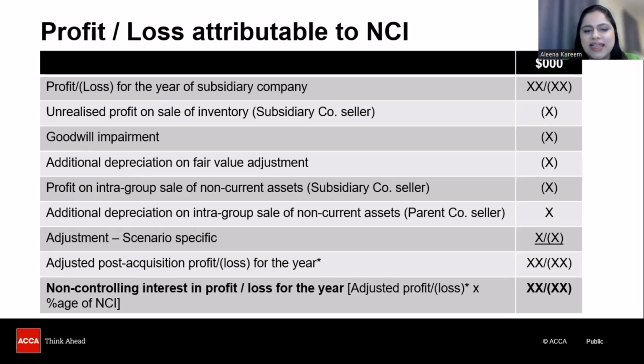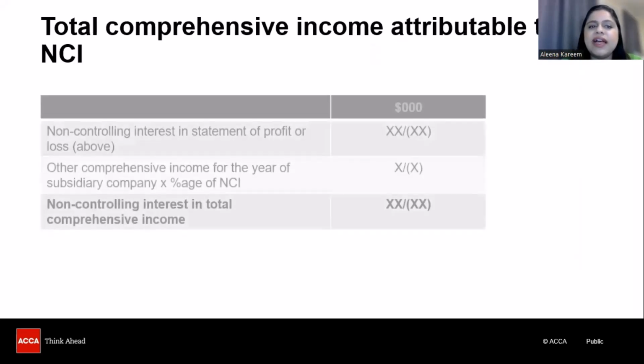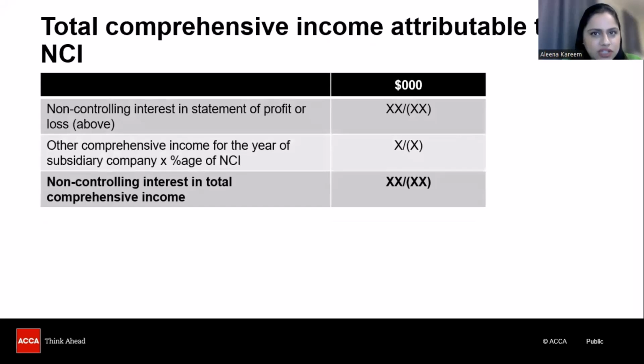Once you've calculated that, then the next working comes in, which is related to the total comprehensive income. You've already identified the profit after tax attributable to NCI. Now you take up the other comprehensive income of the subsidiary company and apply the percentage of NCI to it. The answer that you get is the total comprehensive income share of the NCI, what we call the total comprehensive income attributable to NCI.